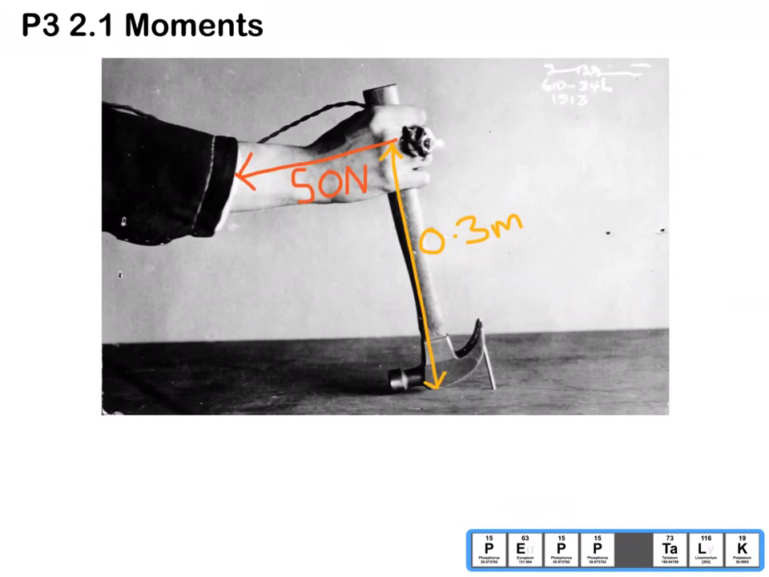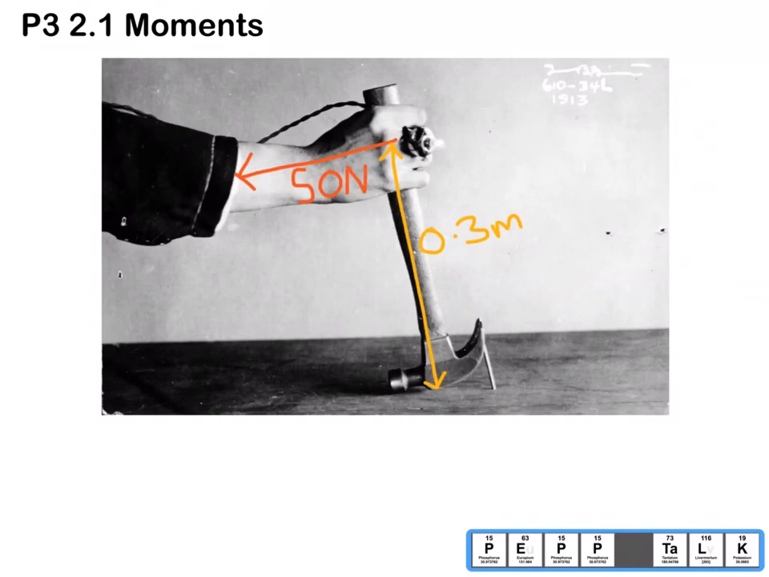Pause this, do the working out for me. Remember, this would be worth 3 marks in the exam: 1 for writing down the formula, 1 for substituting the values in, and finally 1 mark for getting the right answer with the right unit. So pause me, have a go, and then start me up and see if you get the same answer as me.